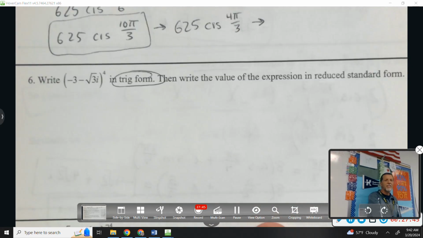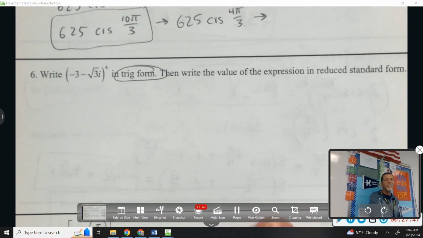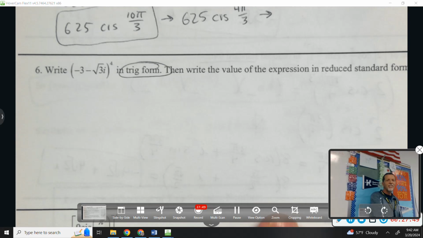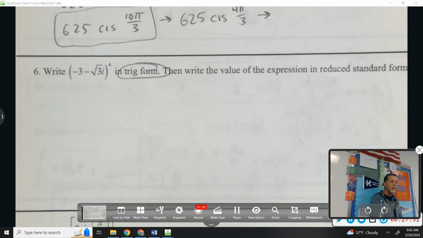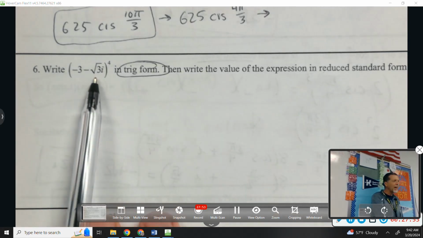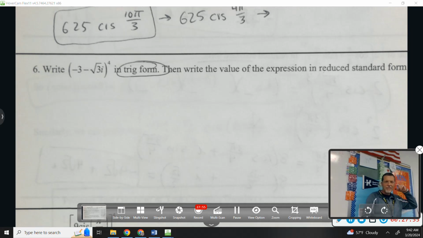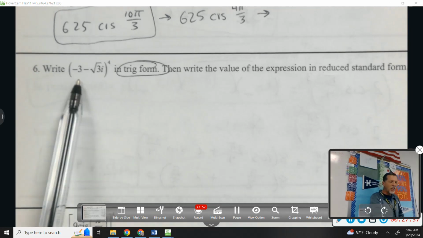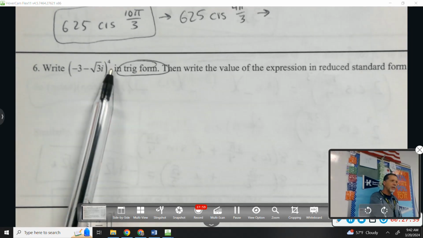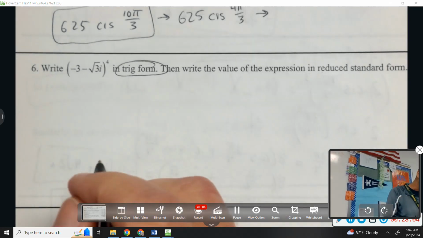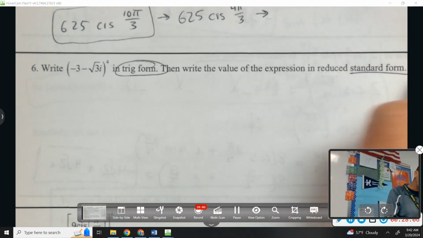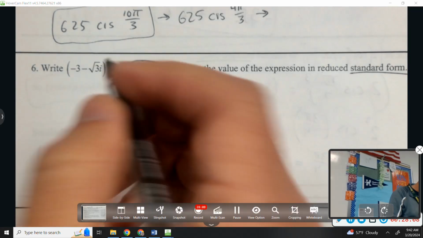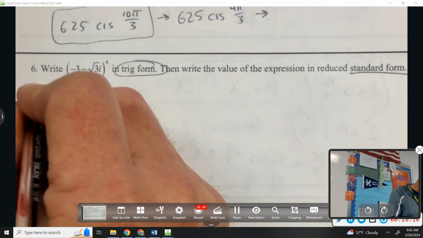Number 6, write that one in trig form. The trouble is right now it's in standard form, and I don't really want to raise that to the fourth; I would have to multiply it out. I don't want to do that. Let's change it into trig form, and then we can do the fourth power a whole lot easier. Oh, you know what? It did say write it in standard form. So, well, let's change it to trig form first.